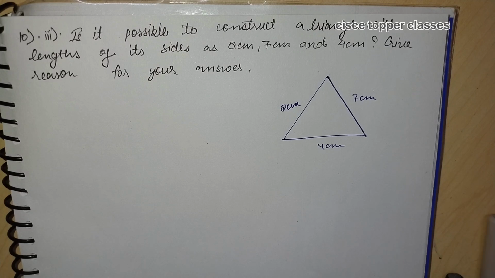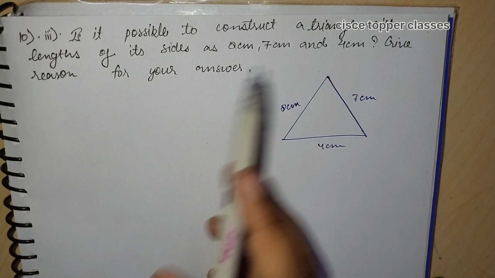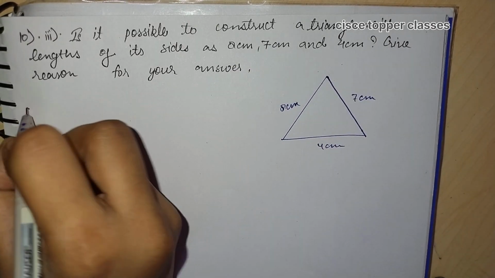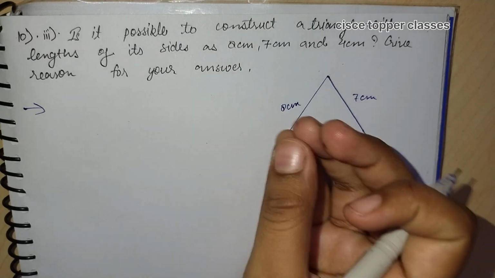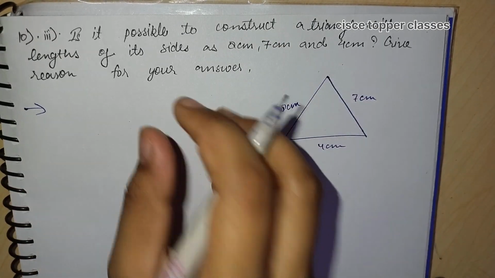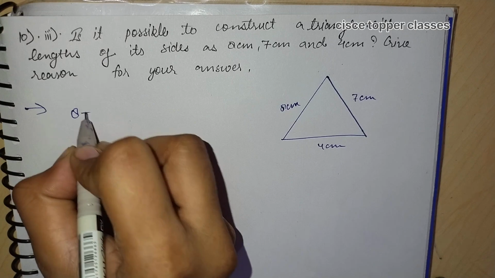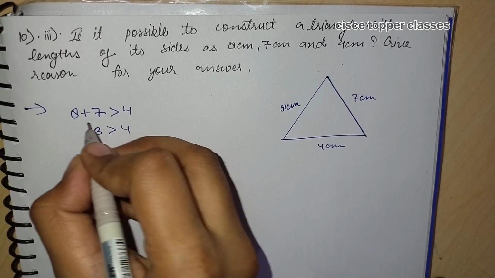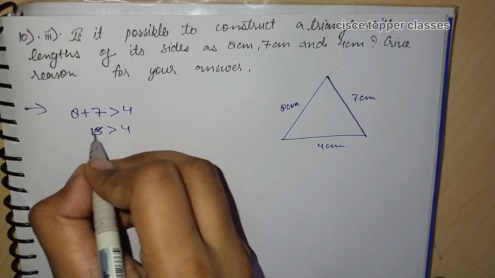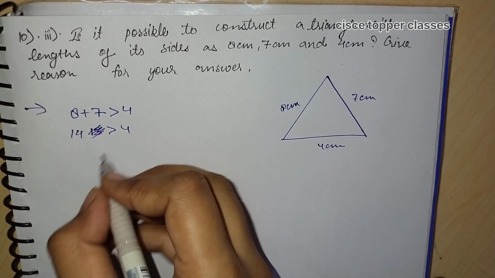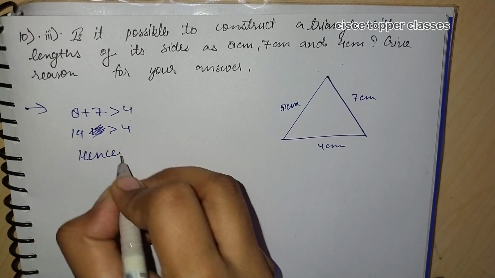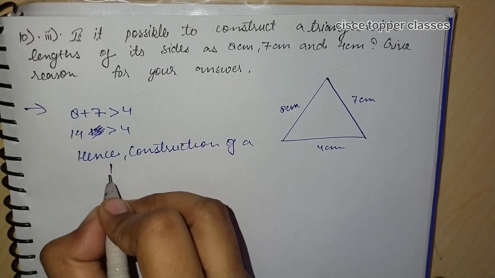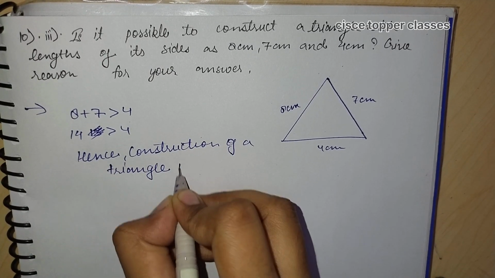Here in this question, 10 third part: is it possible to construct a triangle with sides of 8 centimeter, 7 centimeter and 4 centimeter? Give reason for your answer. In this also, the sum of two sides should be greater than the third side to construct a triangle. So 8 plus 7 should be greater than 4. It is possible here as 15, sorry, 14 is greater than 4. Hence, construction of a triangle is possible here.